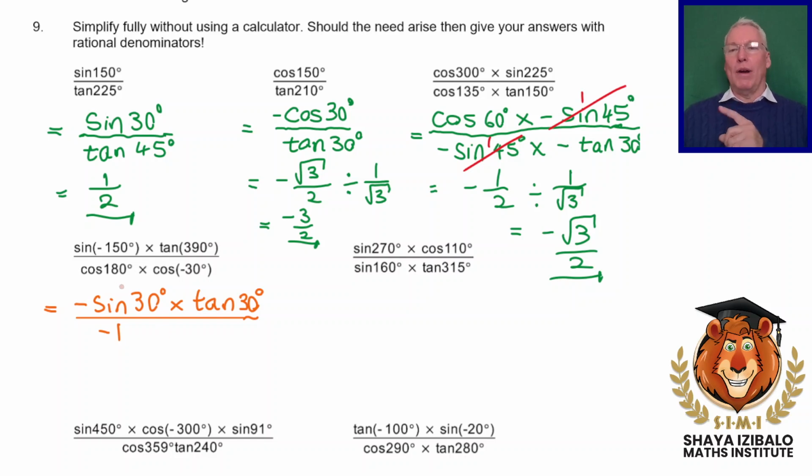We are going to show you another way of thinking about that, and that's to visualize the graphs, which is what we're going to do next. Cos of negative 30, we're in the fourth quadrant by 30 degrees, so this is just cos of 30 degrees.